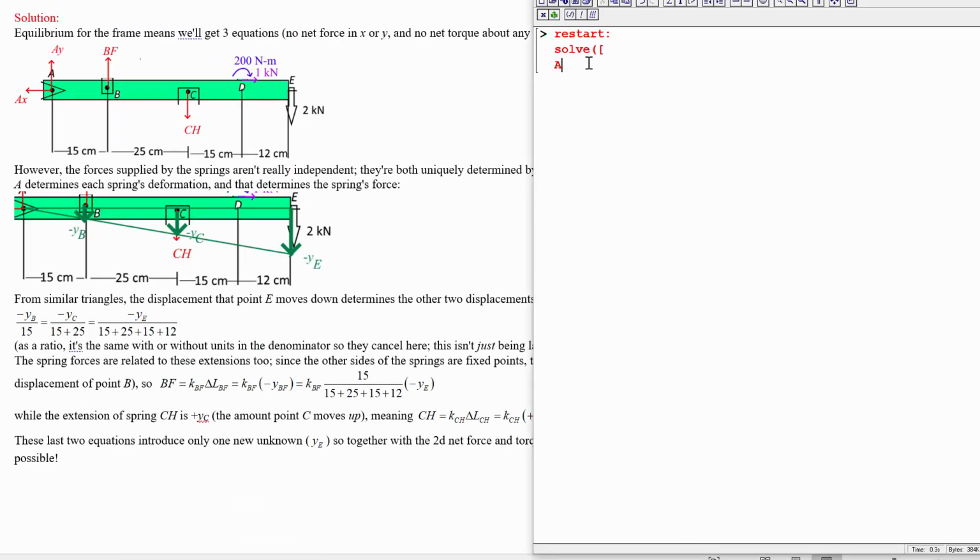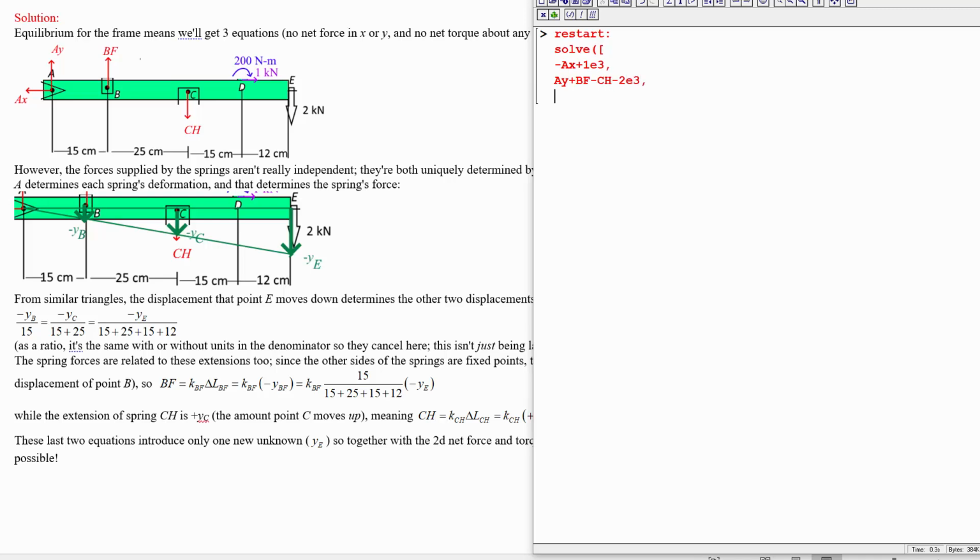The net force in the x direction says AX, so the net force to the right, I guess, minus AX plus 1E3 is equal to 0. Then in the y direction, we'll have AY plus BF minus CH minus 2E3.